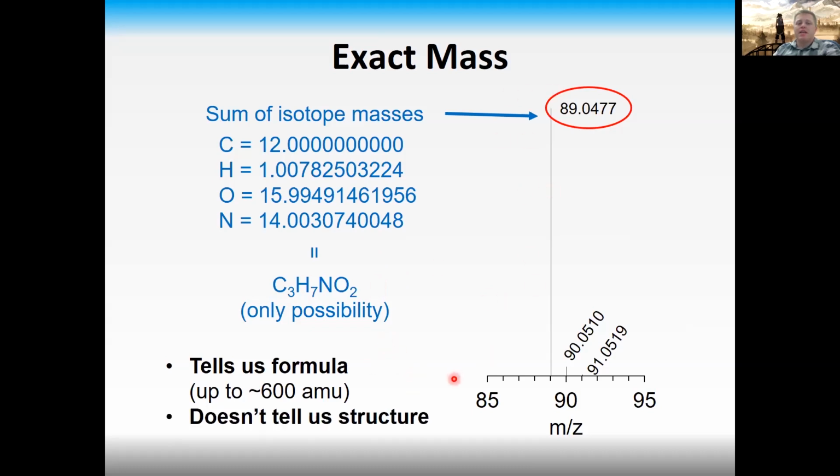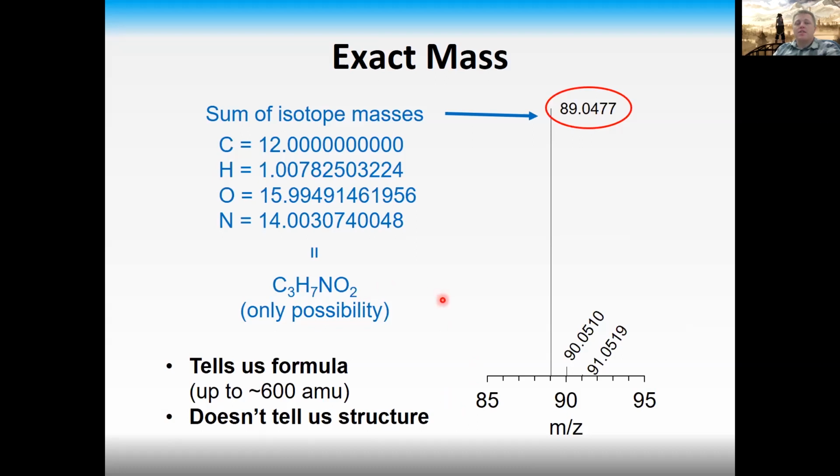Additionally, this exact mass doesn't tell us the structure. It doesn't tell us that this is alanine, it just tells us that these elements are all in there. There are a couple different ways you can imagine arranging these to get a molecule, and it doesn't exactly have to be alanine. So how do we get the structure?